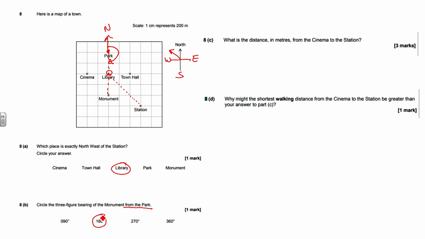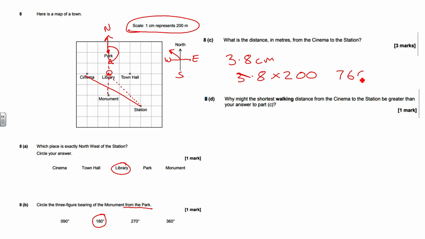Now, 8c, what is the distance in metres from the cinema to the station? So the distance in metres from cinema to station would require that I measure this. Now, since I haven't got a paper copy, I'm just going to go with what I gave out to my students, which was an A5 paper copy. Now, measuring the distance from cinema to station in a straight line, like that, you've got 3.8 centimetres. Now, our scale up here says that 1 centimetre represents 200 metres, so we then need to multiply that 3.8 by 200 to end up with 760 metres.